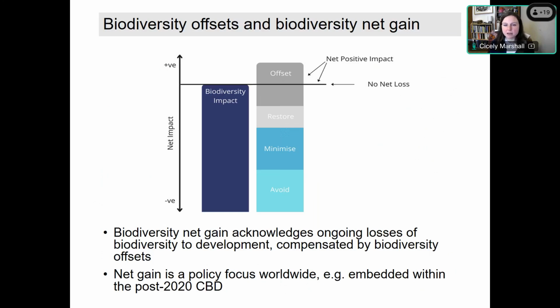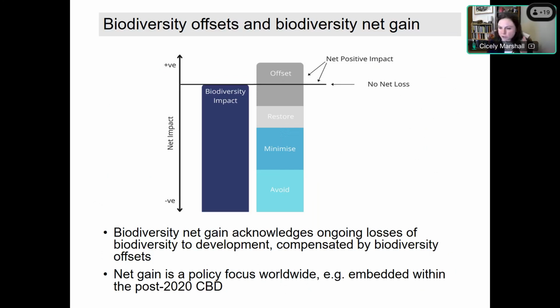Offsetting is really this final stage in the mitigation hierarchy, where predicted biodiversity impact must first be avoided, then minimized, then restored, before finally any residual negative impacts may be offset. If those offsets are designed to give an overall biodiversity gain, then it's biodiversity net gain. If it's no losses, then we would call it a no net loss type of policy.